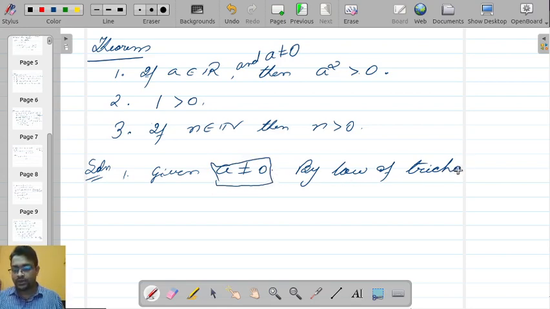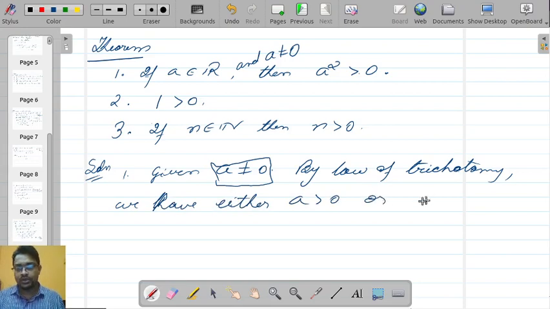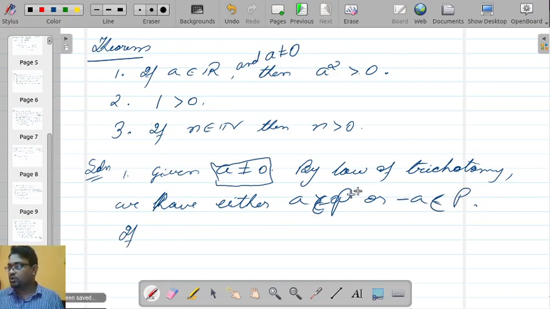So by the law of trichotomy, we have either A is greater than 0 or A is less than 0. A is greater than 0 means A belongs to P. Let me write it this way: A belongs to P or minus A belongs to P. So let us consider these two cases separately. Either this or this, but not both.